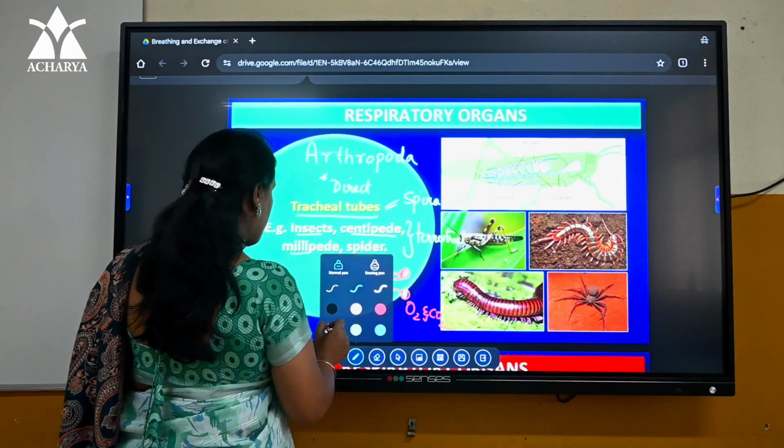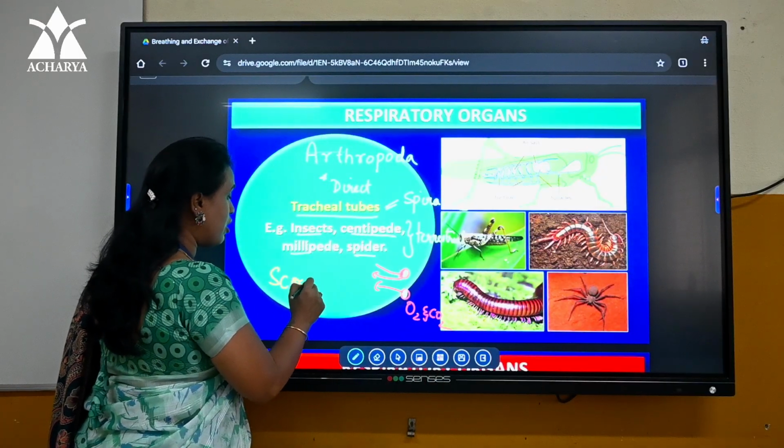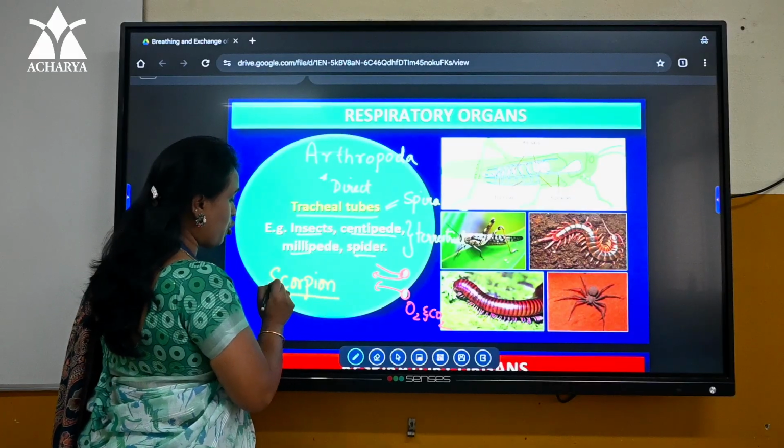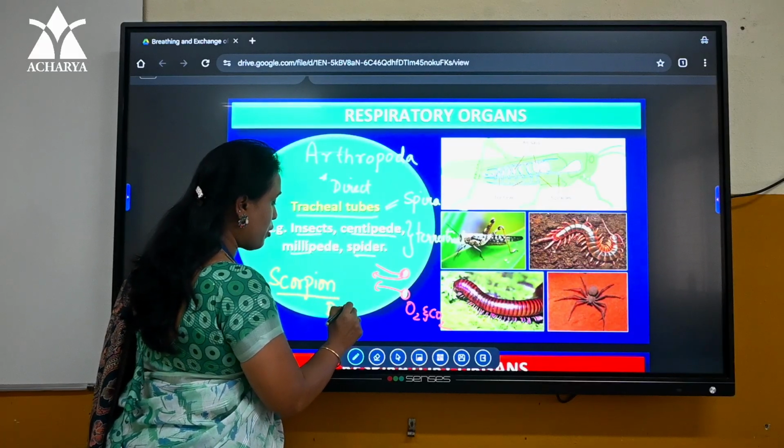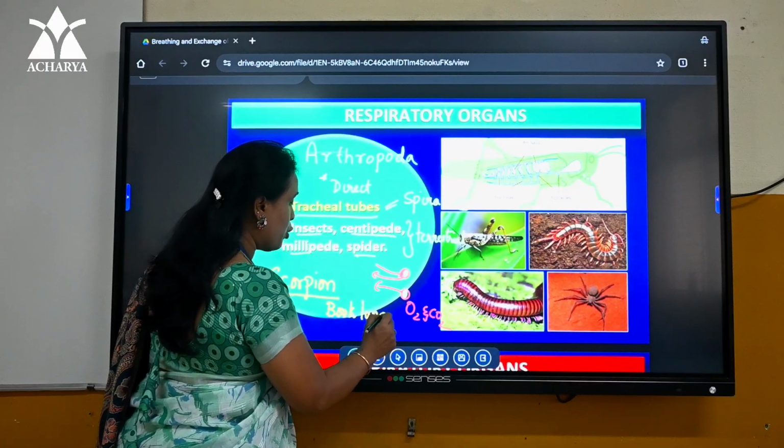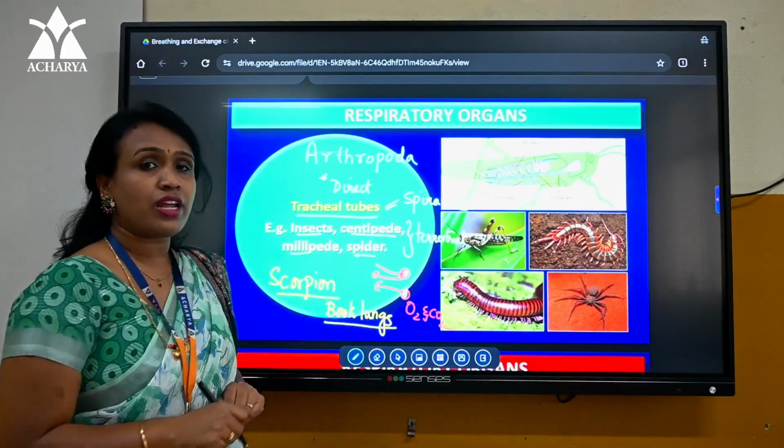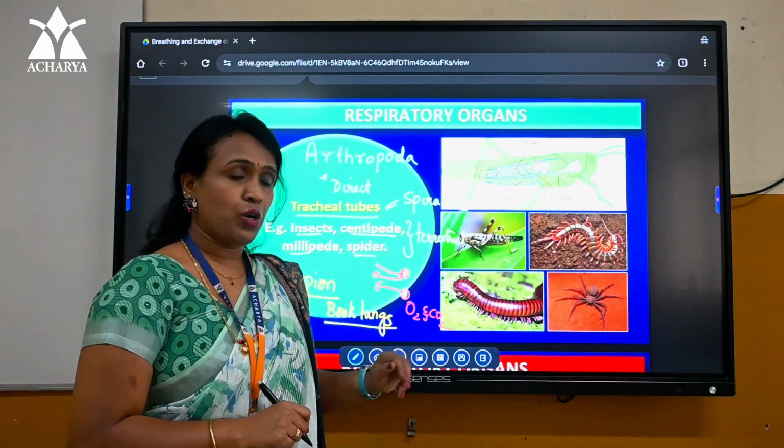And coming to the scorpion, another terrestrial arthropod, it respires through another important structure called book lungs. The respiratory structure in scorpion is called book lungs.